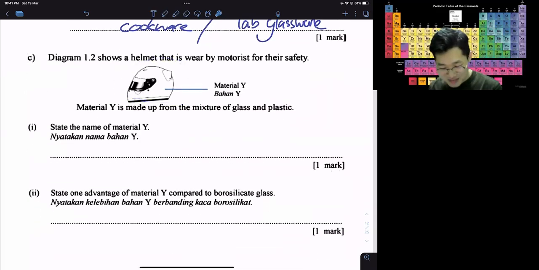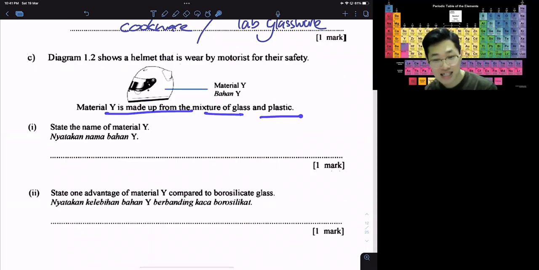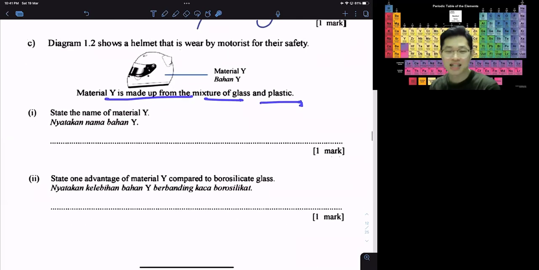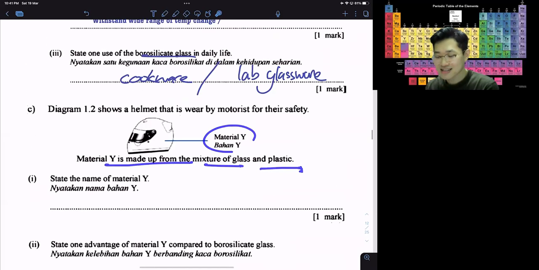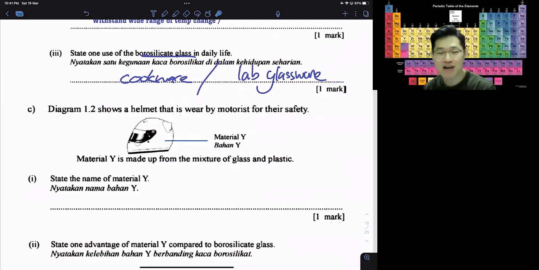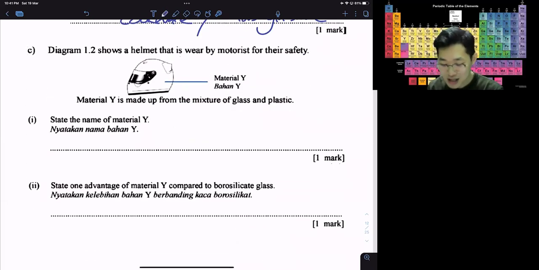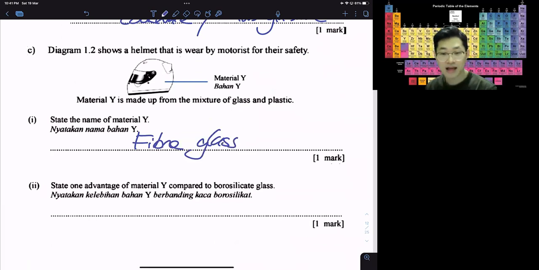Okay, so this one, made up from the mixture of glass and plastic. Can I just write boiling tube or beaker? Boiling tube. I think you can write boiling tube but don't write beaker. Since now you know already, you just write lab glassware. Glass and plastic, this one is a fiber glass helmet. So what advantage of material Y compared to borosilicate glass? Helmet compared to boiling tube.